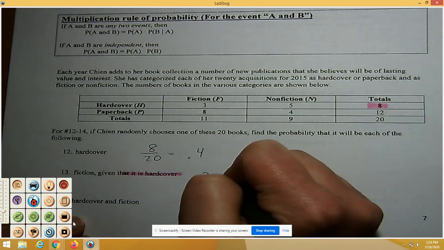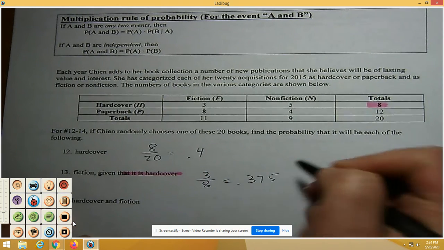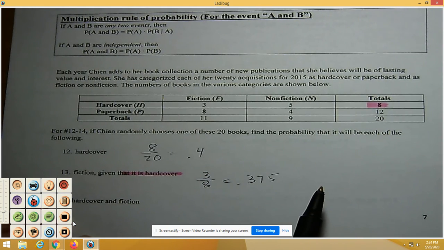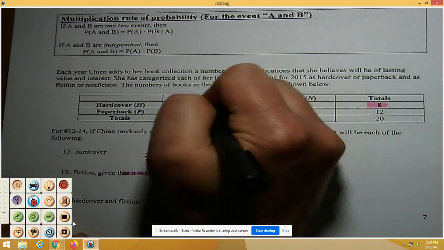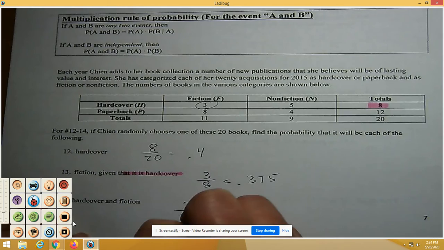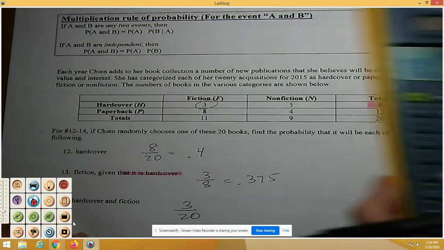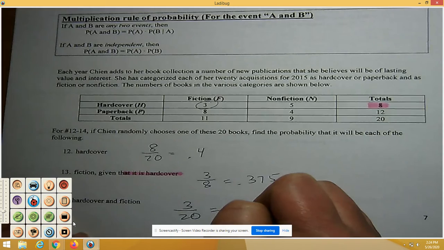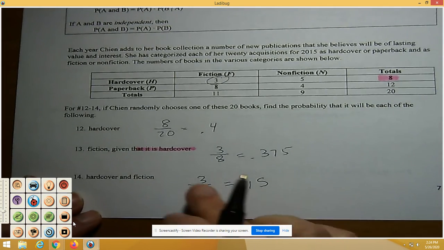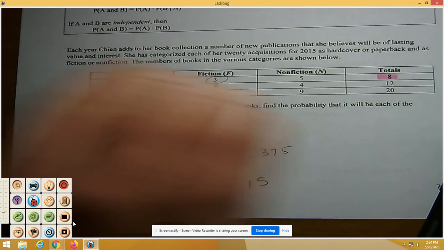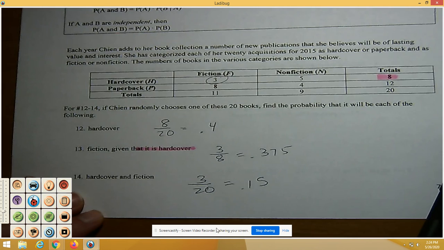or 0.375. And then finally, you want the probability that it is both hardcover and fiction. Hardcover and fiction is going to be 3, and this is out of all of them. So I'm looking at 3 out of 20, which is going to be 0.15. So in this case, it wasn't a given that, so you don't need to change the sample space. All right, thanks for watching.